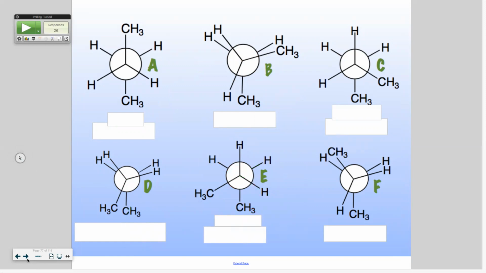Now, when you do this for a molecule, what works the best is to hold one carbon still and move the other one. If you start doing this any other way, it gets uber confusing. So I'm going to hold the back one still, and I'm going to take the front one and turn it 60 degrees.